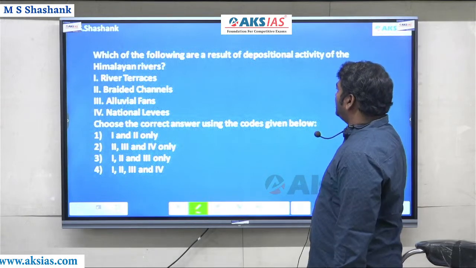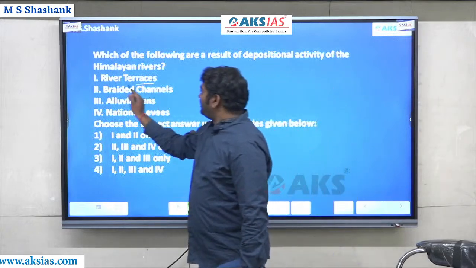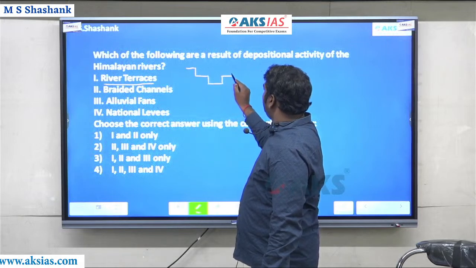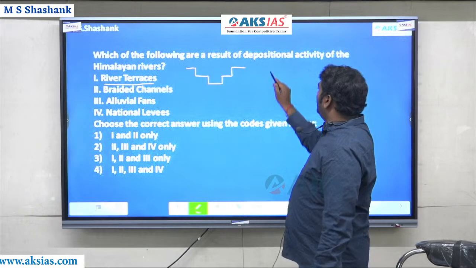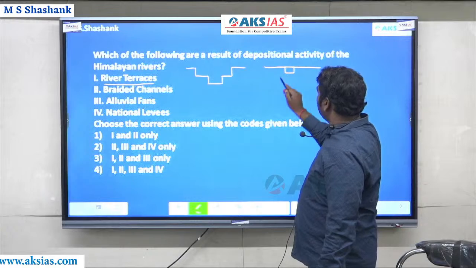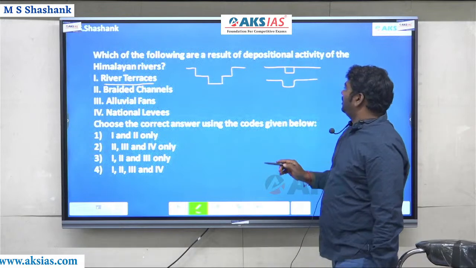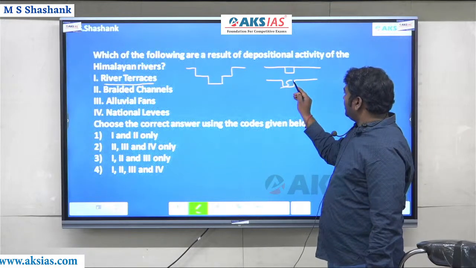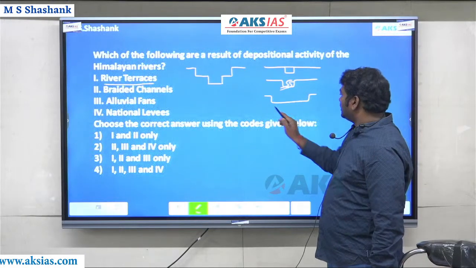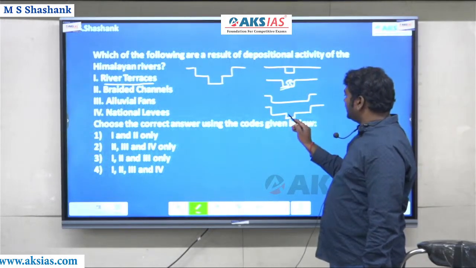Which of the following are as a result of depositional activity of the Himalayan rivers? River terraces basically means you will find a system like this. Now let me say you had a flat land. Now initially it will have erosion downwards, which looks like this, and again the river will meander to form like this. Again the river will erode and form like this.